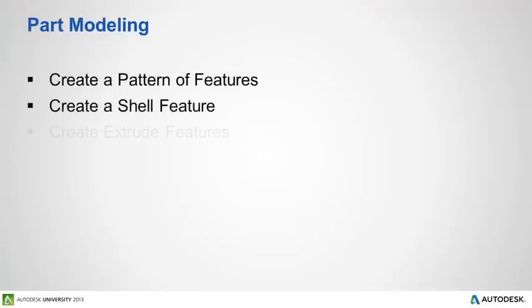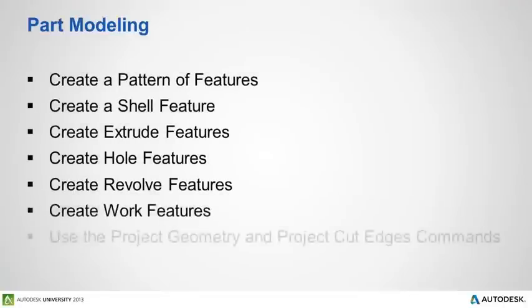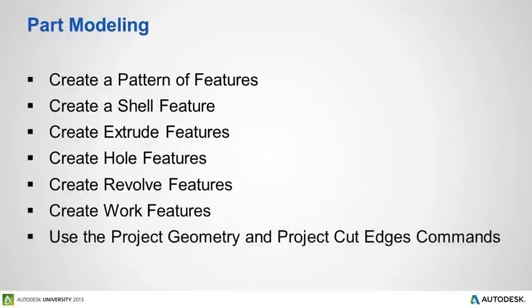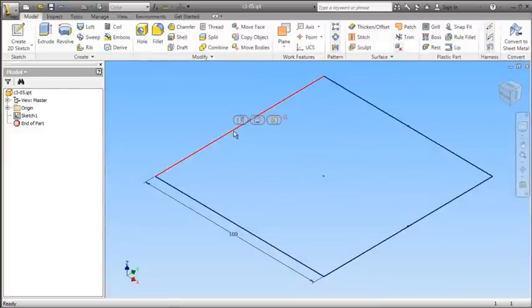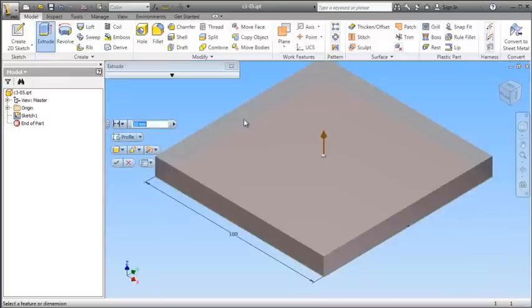Part modeling is of course a very large topic, and you'll see there are a number of objectives around creating a pattern of features, being able to place a shell feature, being able to use extrude features, hole features, revolve features, and even create work features. We'll also need to understand how to project geometry and use the project cut edges commands. So here we have our sketch. All I have to do is select an edge and I get the most common tools: extrude, revolve, or edit sketch.